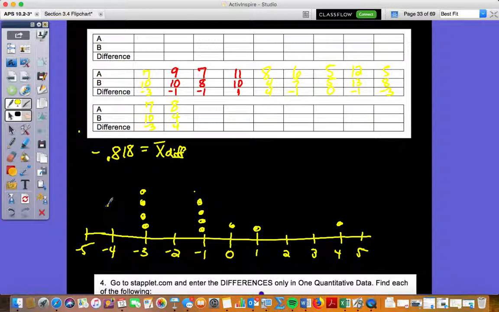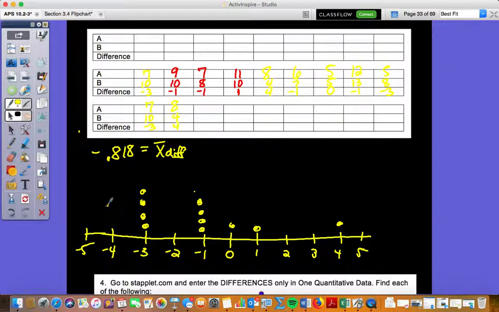Difference, yeah. Can someone tell me why this is a matched pair? Because it's the same people, but two different methods. We just took the difference of them. That's why we call it matched pair.